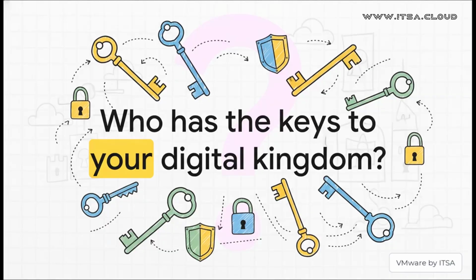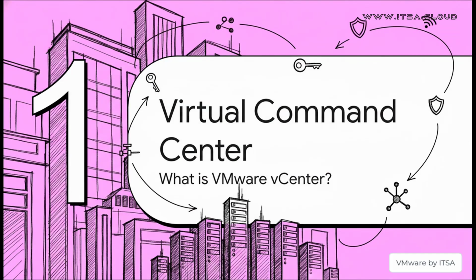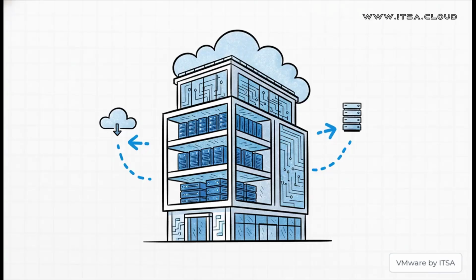waiting to happen. Okay, so before we can even talk about the keys, we got to understand the building they unlock. And that building is VMware vCenter. It is the command center, the digital headquarters for your entire virtual world. You know, here's a really easy way to think about it. Just picture vCenter as the main office building for your whole company. Every single server, every virtual machine you have, they're all just different rooms and floors inside this one massive building.